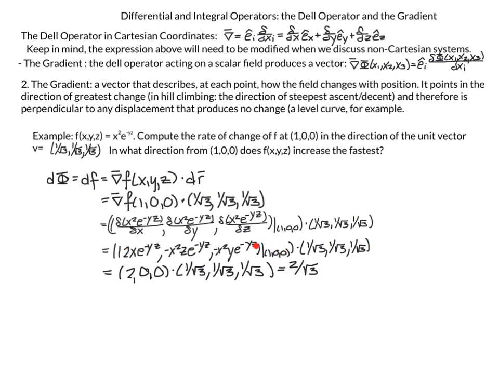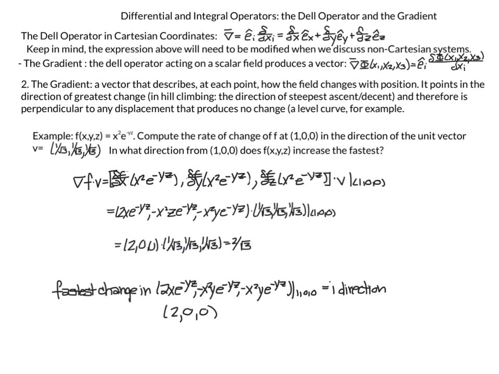Now evaluating this vector at the point 1, 0, 0, plugging in 1 for x, 0 for y, 0 for z, the first coordinate gives us 2 times 1, which is just 2. Here we have an x squared times a z, which is equal to 0, so this coordinate goes to 0. And also because y is equal to 0, this coordinate goes to 0. So we have 2, 0, 0 dotted with our direction, which gives us 2 over square root of 3. And this is the rate of change of f at 1, 0, 0 in the direction of the unit vector v, 1 over square root of 3, 1 over square root of 3, 1 over square root of 3.